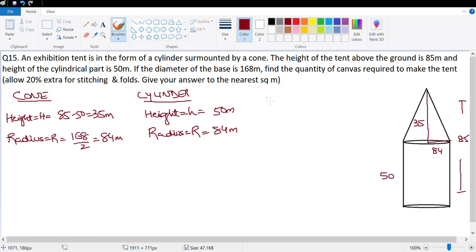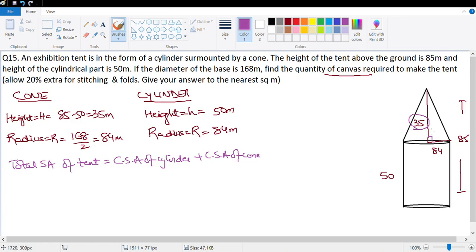What do we need to do? We need to find quantity of canvas required, which means we are basically looking at the total surface area. So total surface area of tent would be equal to curved surface area of cylinder plus curved surface area of cone. So for the curved surface area of cone, I need to know the slant height. So let's just calculate the slant height. If I use the Pythagoras theorem, I'll have to do square of 35, square of 84. Let me see if there is anything common between these two. Yes, this can be written as 7 into 5.